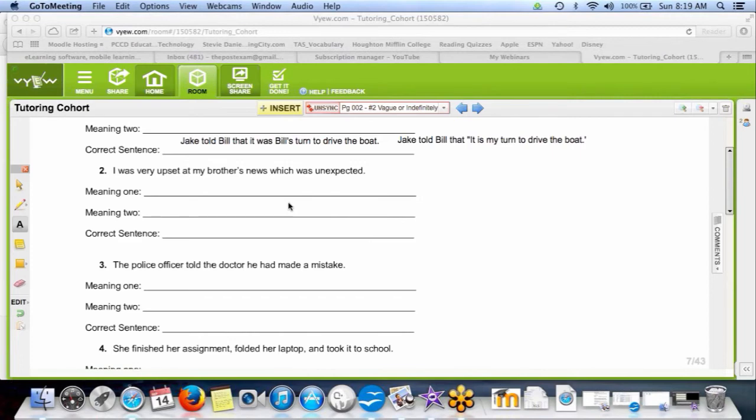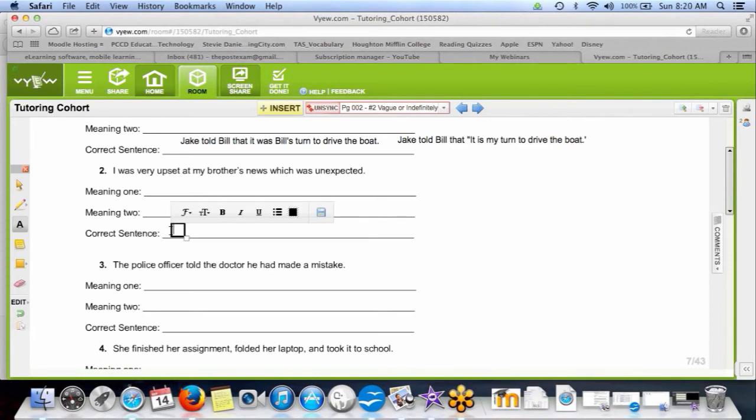All right, so how do you fix it? So some of you got this already. You already put it in. But it depends on what the intention of the author was, right? I could say, I was unexpectedly upset at my brother's news. It's not that the news was unexpected, but you were upset and you shouldn't have been.